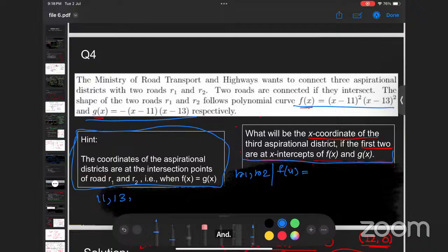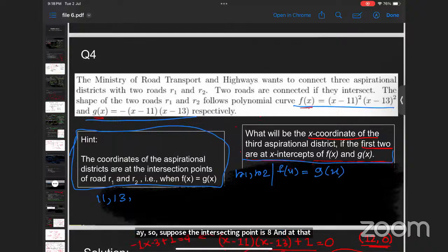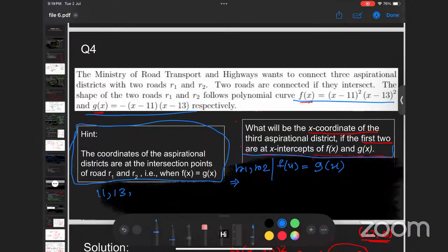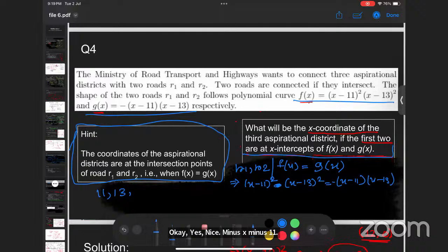Okay. So let us look. Suppose the intersecting point is x, then at that point, f and g will be equal, right? So from here, what we can do is put the value of f, 11 square minus x minus 13 square, that is equal to minus x minus 11. Sorry, this is multiplication.